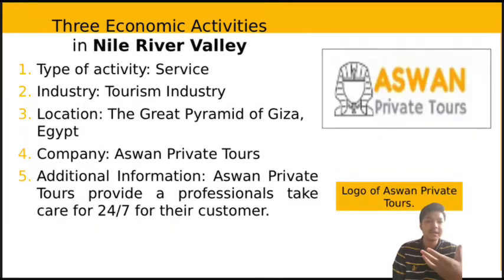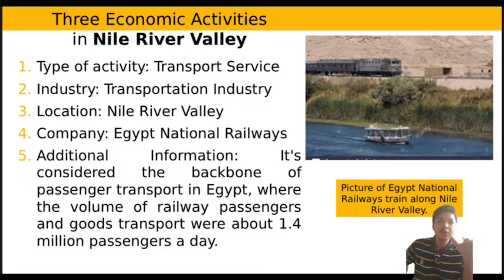Next is service activity that falls under tourism and usually occurs at the Great Pyramid of Giza in Egypt and is usually managed by the Aswan Private Tours. Okay, now we go to the transport service that is under the transportation industry, usually at the Nile River, and it is managed by the Egypt National Railways.